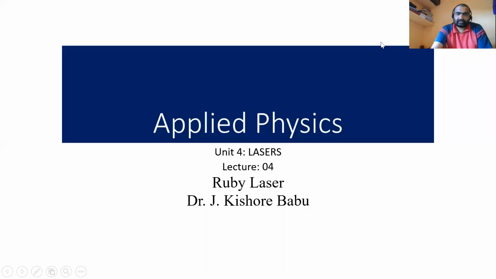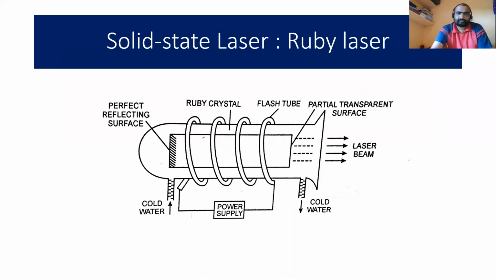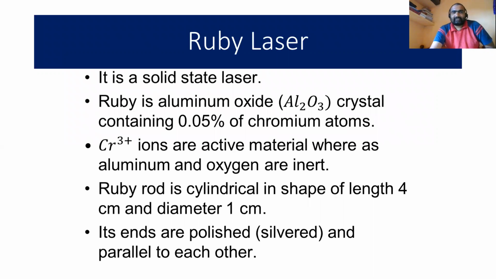Welcome to a session on Ruby laser. It is a solid state laser. Ruby is an aluminum oxide crystal containing 0.05% of chromium atoms. So the chemical form is Al2O3. So this is aluminum oxide, which is also called as ruby rod.